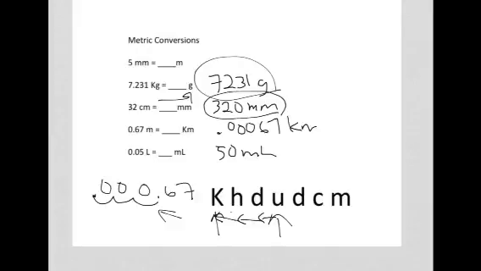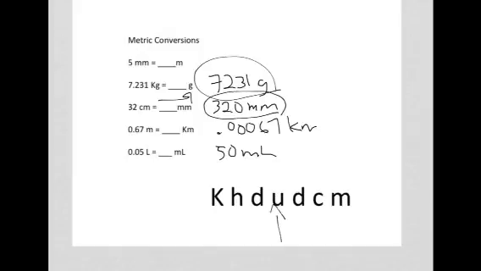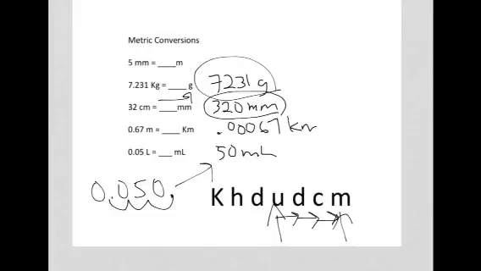And finally, the last one. For the last one, we have 0.05 liters. So again, we're starting here at the base unit and we're going to milliliters. So what does that mean? 1, 2, 3 spaces to the right. So 0.05, I'm going 1, 2, 3 spaces to the right, and that's where my 50 milliliters comes into play.